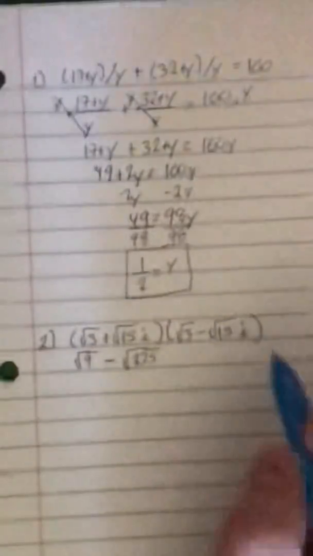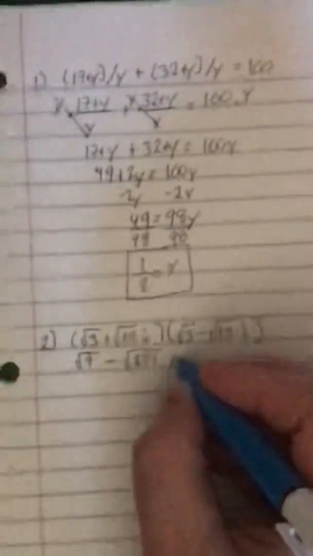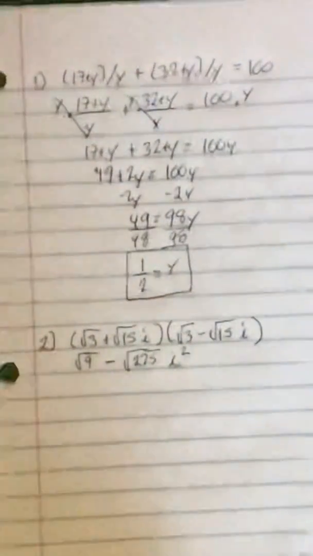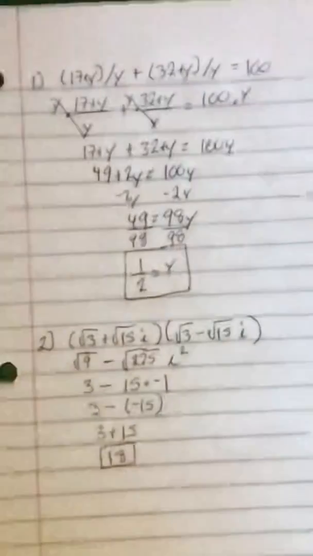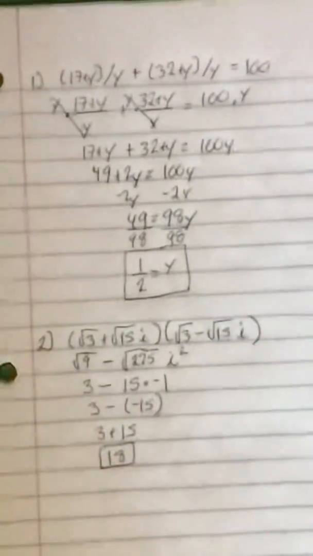What is i times i, guys? Well, that's i squared. What's the square root of 9? Well, that's 3. What's the square root of 225? Well, that's 15. And what is i squared? Well, that's negative 1. So I've got 3 minus negative 15, or 3 plus 15, which is 18. So yeah, you get a whole number answer. How about that?